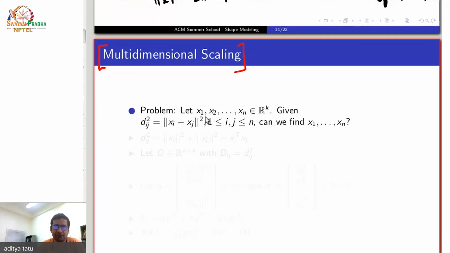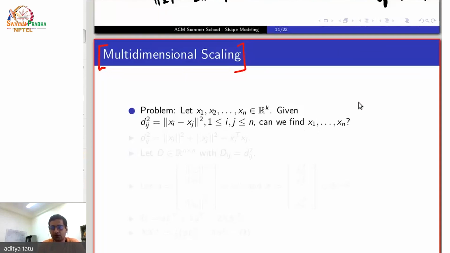So let's say we are given n points in some R^k. We are given pairwise distances. We are not given these points to begin with. When I say that there are x1 to xn in R^k, we are not given these points. We are only given distances between them. The question is, can we find what these points were given the pairwise distances?